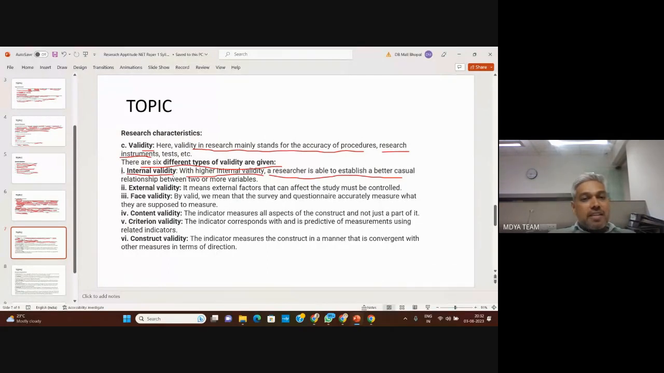So internal validity basically establishes a better causal relationship between two or more variables. That is called internal validity.